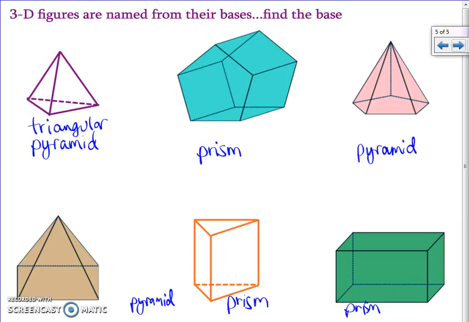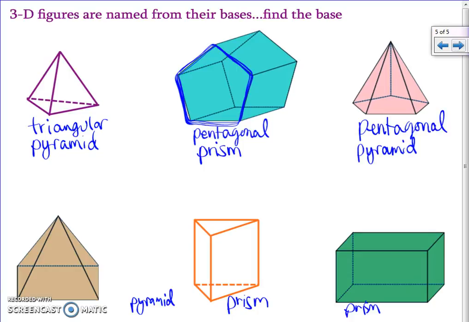What shape are the bases on this one? Remember, the bases are the two that are congruent to each other and straight across from each other and parallel. So this right here is the base, so it is called a pentagonal prism. You can pronounce it either way; I've heard it pronounced both ways, but spelled the same. What about this one? The same. So what if it was a hexagon? Hexagonal, either one works.